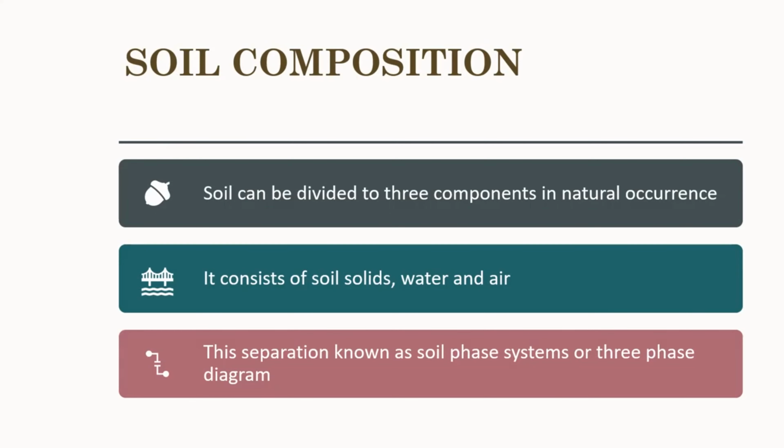Okay, soil is generally made up of a few components. In natural occurrence, it consists of 3 components. And what are the components? It consists of solids, water, and air. We know that solids can be mineral or organic matter, or both. They come in different sizes and shapes. Due to that, the solids include empty spaces, known as void.